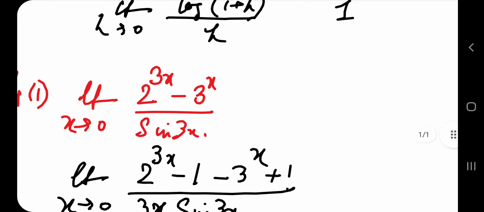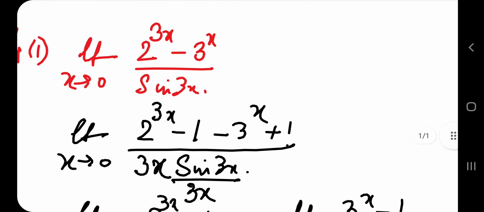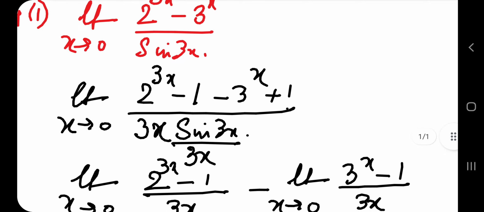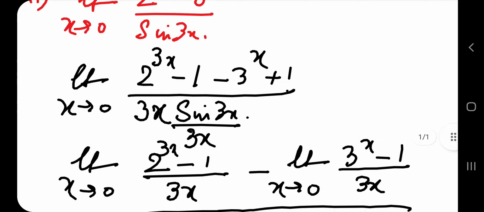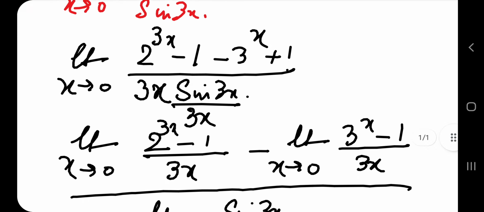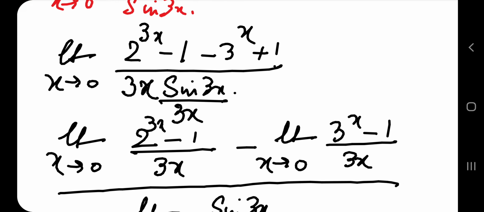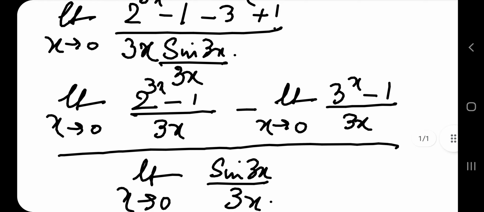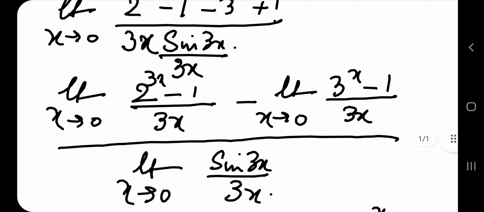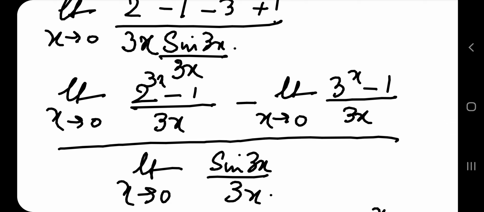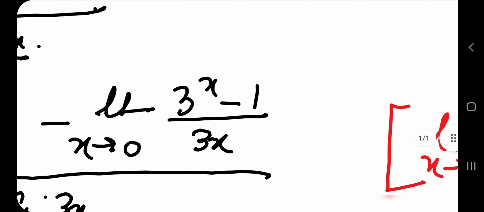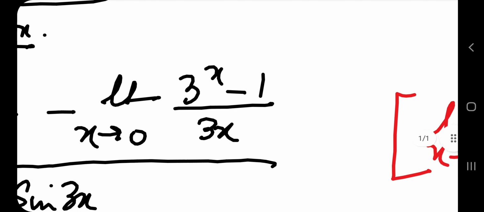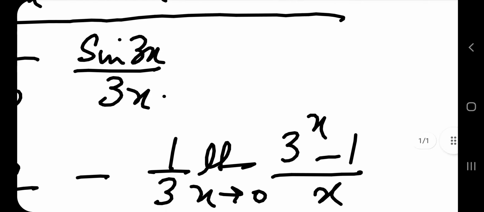Here again I am taking minus 1 and plus 1, and sin 3x needs 3x as the denominator. So I'm writing 3x multiplying with 3x. Now we can easily separate out with 3x. Now sin 3x needs 3x, so we are separating out. Now the question is, this part is not coming in the form, so we have to remove this 3 as a denominator. I'll write 1 by 3.